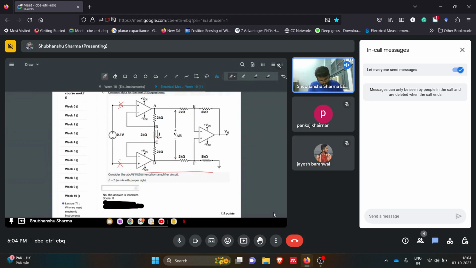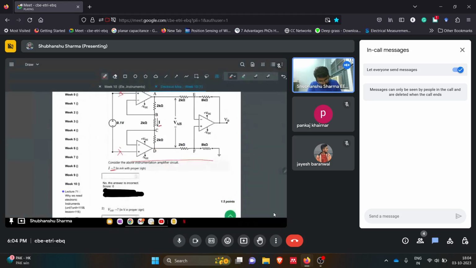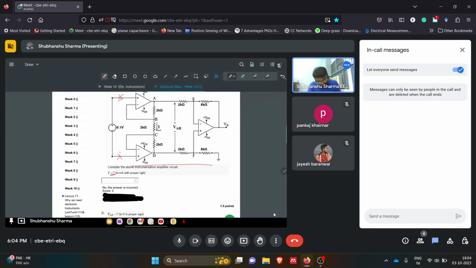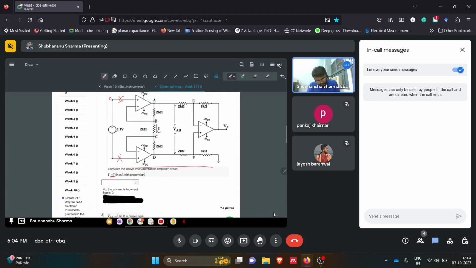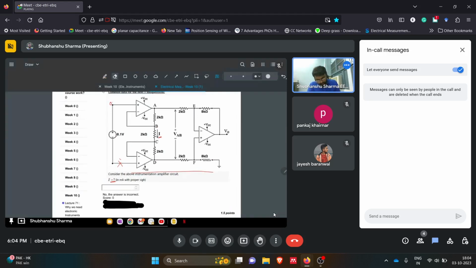In this question we need to find I. I think it's simple. Let's consider this to be 0.1 volts. I'll just erase this thing.